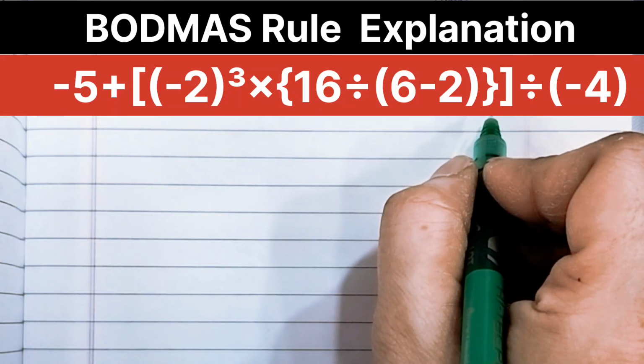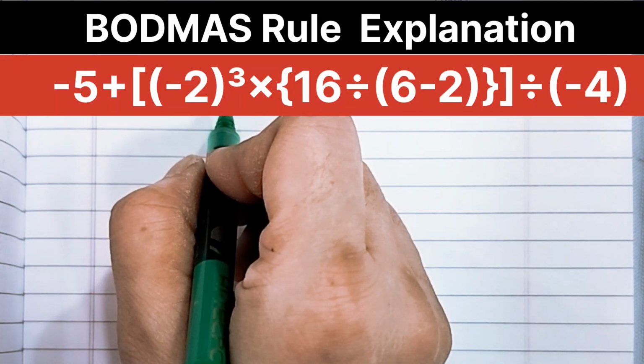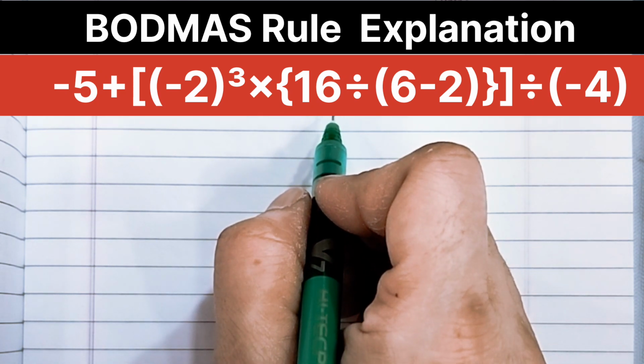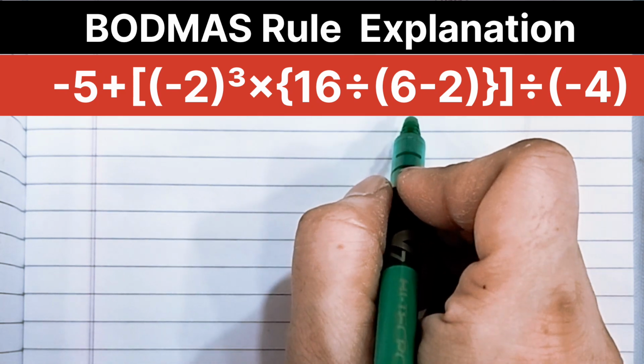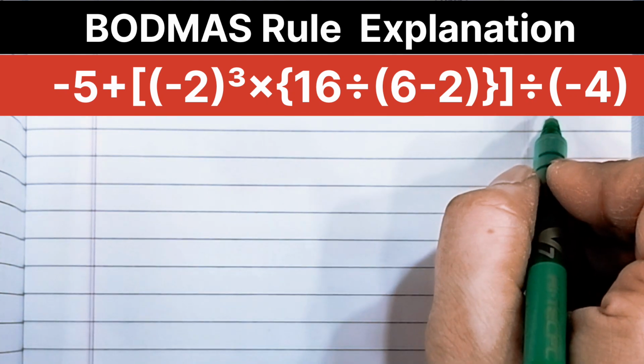To solve this expression, we follow the BODMAS rule, which dictates the order of operations. B stands for brackets, O stands for orders (powers), D stands for division, M stands for multiplication, then addition and subtraction. Now here is the expression.